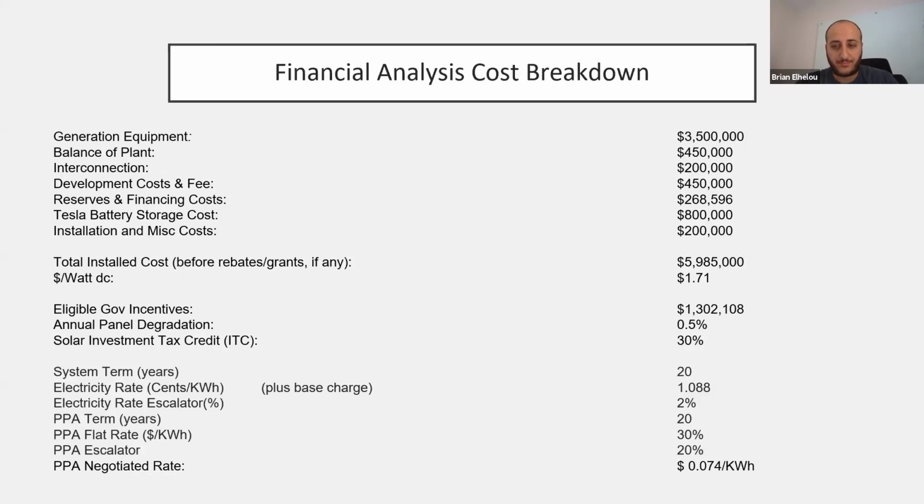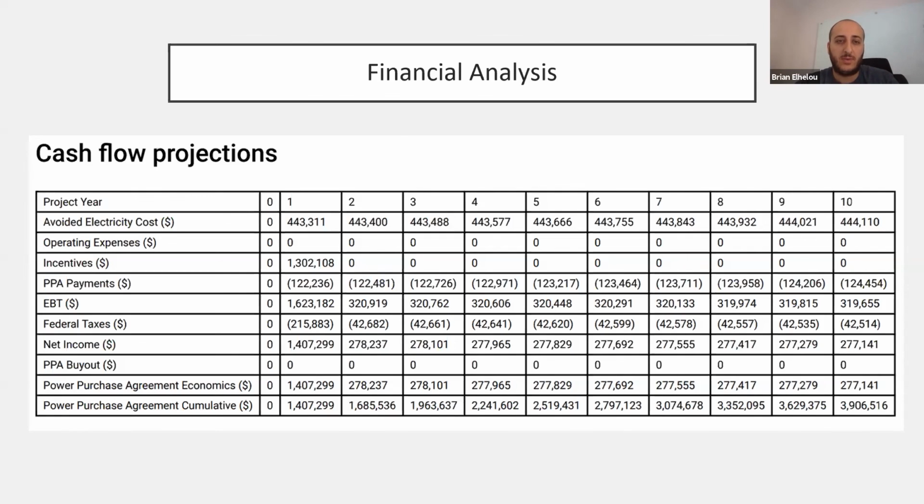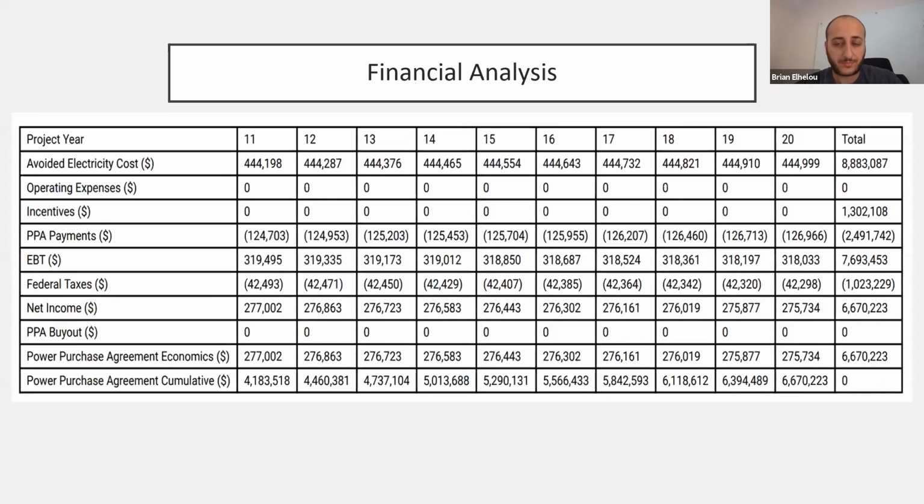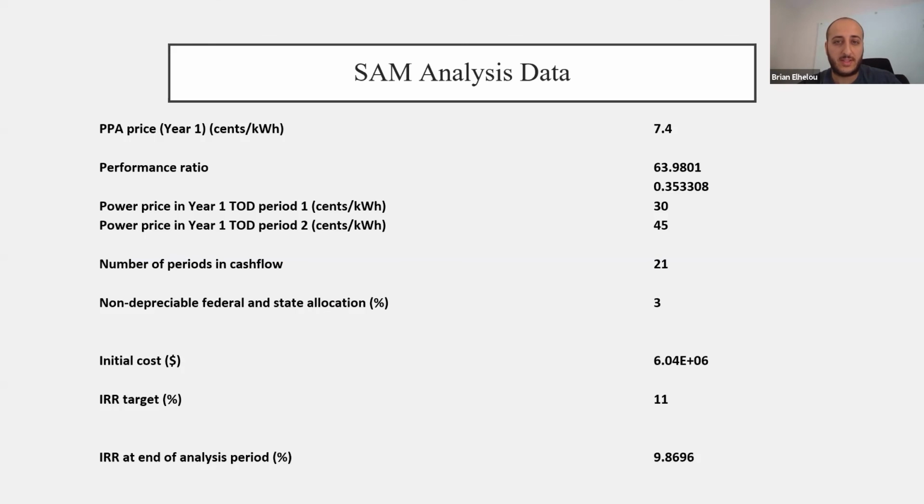Next slide, please. And this is some cash flow projections that we got from SAM, the software we were using, for the PPA price. This is just years 1 through 10. Next slide, please. And then this is the rest up to 20 years. This is some more analysis data from SAM. It gave us the initial cost, which was very close to what we calculated, a little over $6 million. Yeah, next slide, please.